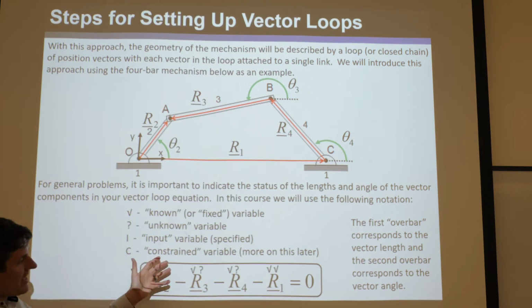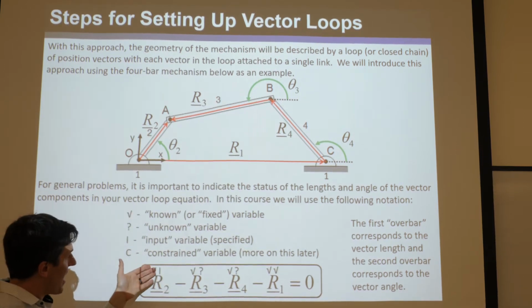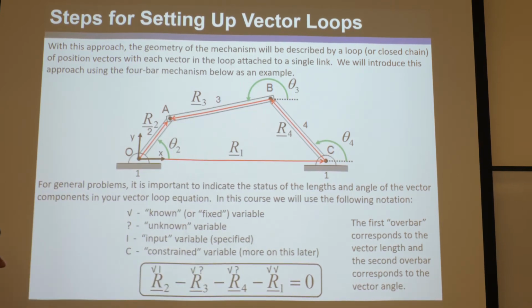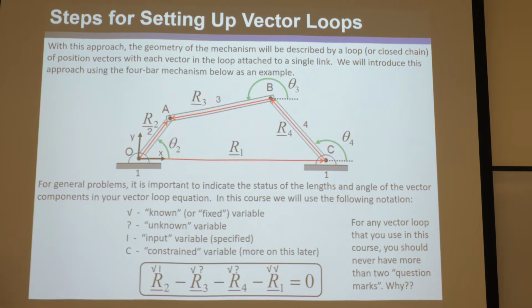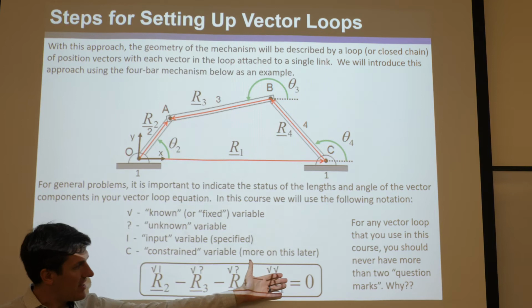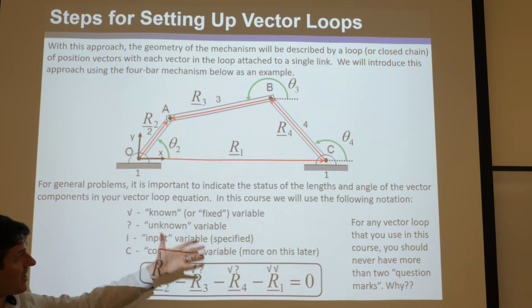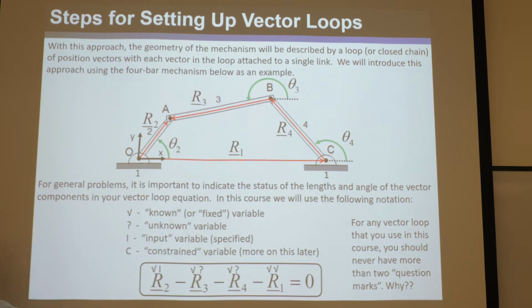So once we do this bookkeeping trick where we use some of these symbols in the magnitude and the angle position of all these things, we can quickly see what we know and what we don't know, okay? And for any vector loop that you use in this course, you should never have more than 2 question marks. Do you know why? Well, because there's 2 equations in this vector equation, right? The x component and the y component. And so if you have 2 equations, you need no more than 2 unknowns to solve those. If you have 2 equations and 2 unknowns, you can solve it. So that's why when you do 2-dimensional vector loops, you always want 2 unknowns.